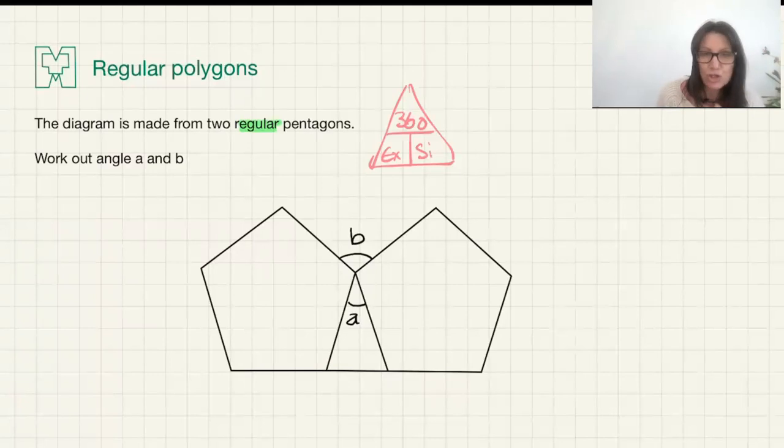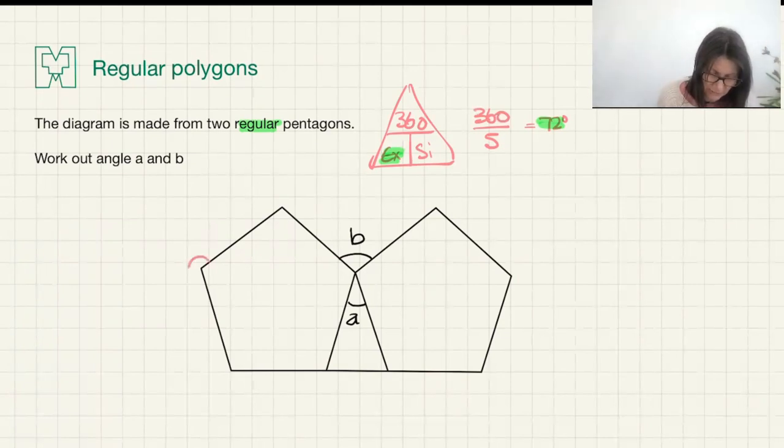They're talking about two regular pentagons. Pentagons have 5 sides. So I have the information I need to use this triangle, dividing 360 by 5, which gives me 72 degrees. And that 72 degrees is, of course, the exterior angle. So what is an exterior angle? It's the angle on the outside of the polygon.